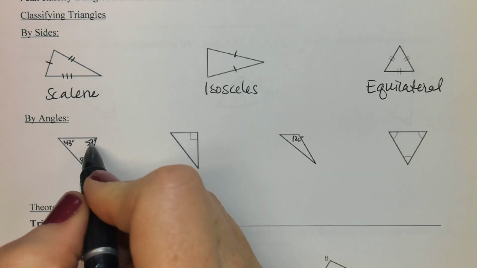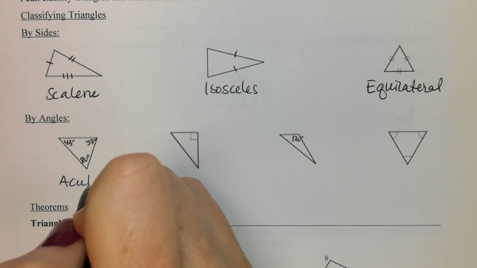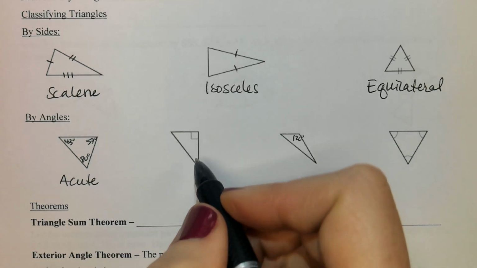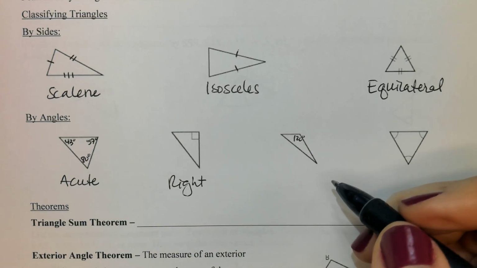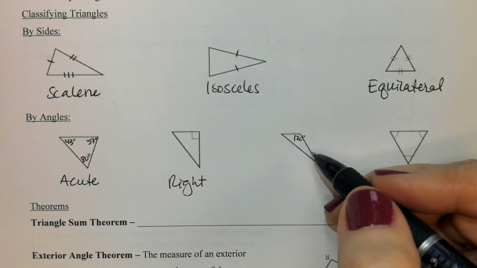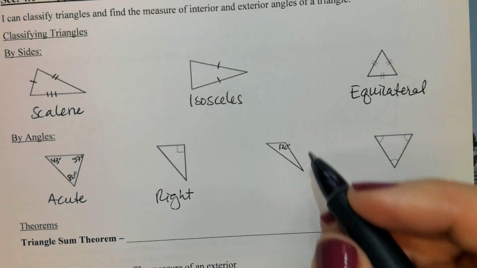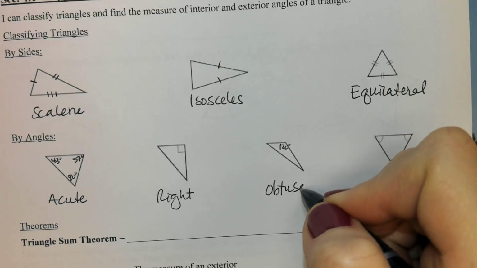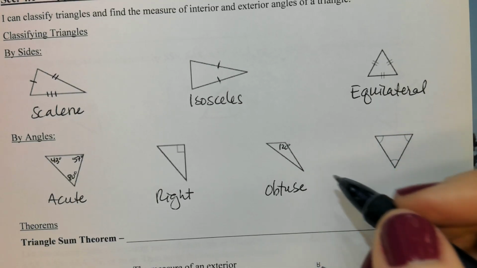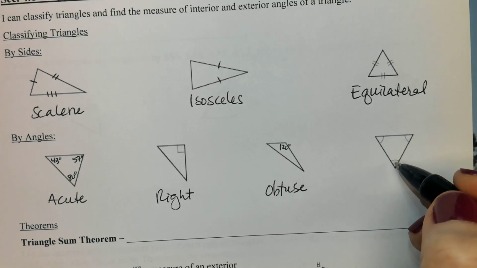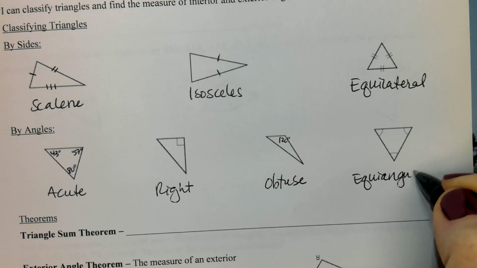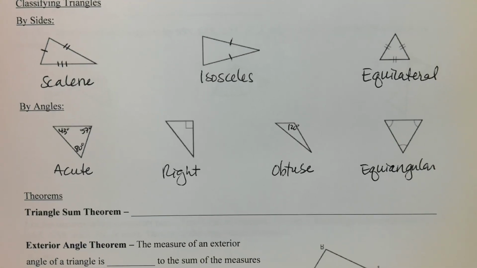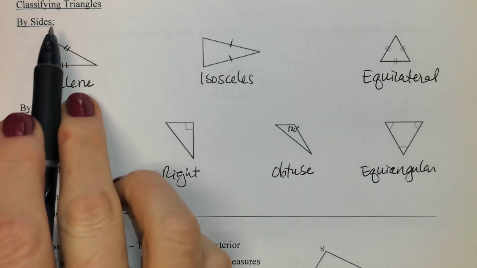By angles, when all of the angles are less than 90, that's called an acute triangle. When you have one 90-degree angle, that's called a right triangle. When you have one angle that's, not 120, anything over 90, then that is called an obtuse triangle. And the last one is if you have all of your angles that are equal, then this is called equiangular. We also had that word in chapter 1. So those are the 7 different ways that you can classify a triangle based on either sides or angles.